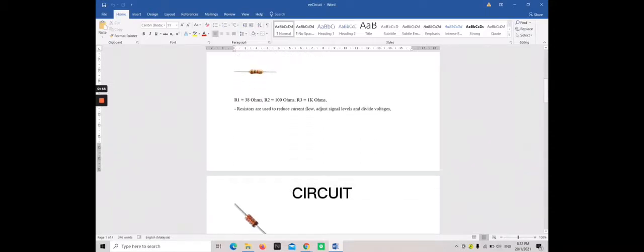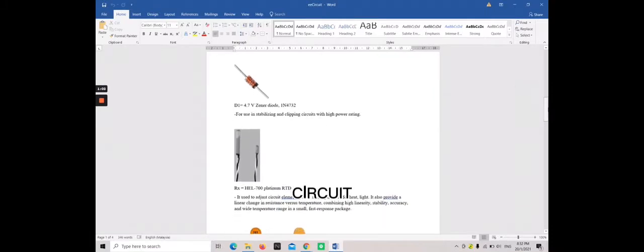Next, the resistors. We have to use a 38 ohm resistor, 100 ohms and 1k ohms. The resistors are used to reduce current flow, adjust signal levels and divide voltage. Next, we use a 4.7 volt Zener diode. The diode is used in stabilizing and clipping circuits with high power rating.